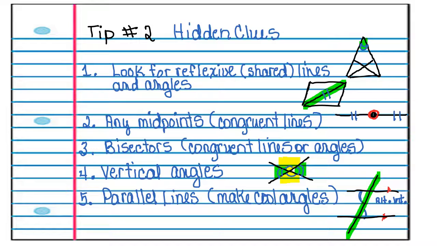Bisectors. Bisectors cut lines or angles in half equally. Vertical angles. Now, these won't be marked and they probably won't be in the given. But look for them from triangle to triangle, and you always kind of have this hidden angle that's congruent. And last, parallel lines. Parallel lines make those cool angles. 99.99% of the time, find the transversal, extend the lines, and use alternating interior angles.